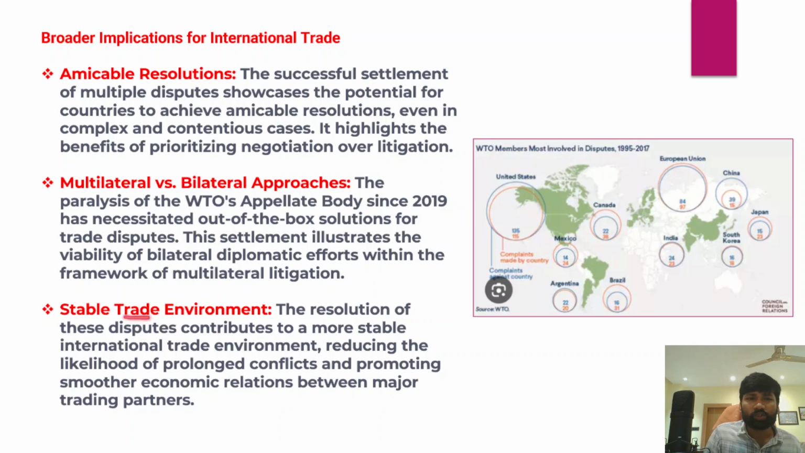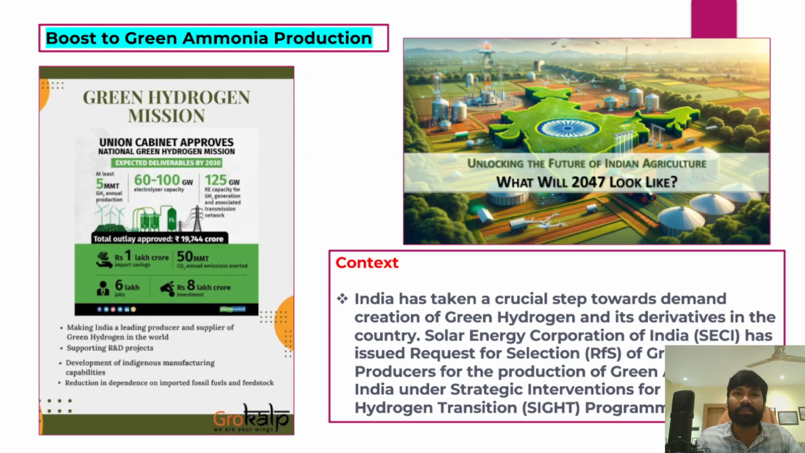And apart from that, settlement of trade disputes in an amicable manner between two different parties could provide a stable trade environment also. So the resolution of disputes contributes to a more stable international trade environment, and that would reduce the likelihood of prolonged conflicts and promote smoother economic relations between the trading partners. These things are very, very important with respect to international trade, and how it has helped India and US settle the existing trade disputes through negotiation instead of adopting litigation as a method.